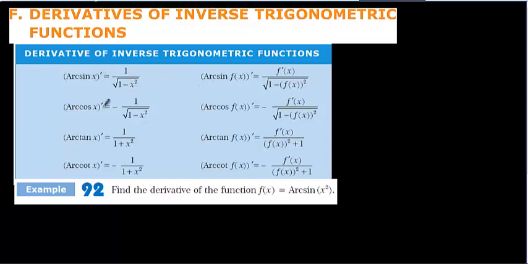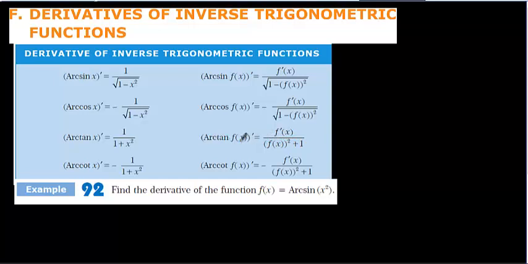If we compare arccosine and arcsine, the only difference is the minus sign here. And for the arctangent, it's 1 over 1 plus x squared. So this is going to be f'(x) over 1 plus f(x) squared, as you see, for the f(x), which is different than x. F'(x) over f(x) squared plus 1, it should be.